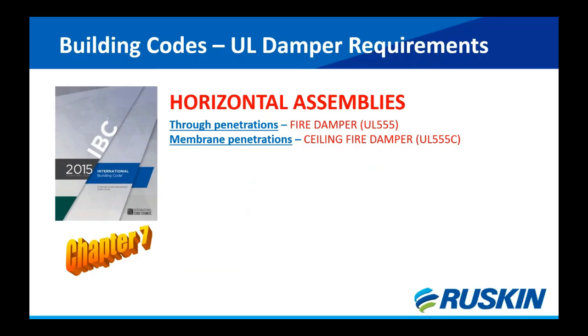So let's switch over to the building codes, right? If we go into Chapter 7 and we look at the section that deals with horizontal assemblies, by the way, that's referring to your floor ceiling systems and roof ceiling systems, it really deals with two types of applications. It deals with through penetrations, and then it also deals with membrane penetrations. This can be a little tricky because a through penetration can refer to a typical fire damper. So again, we're talking about a horizontal floor system where a traditional curtain type fire damper could be applied, versus the membrane penetration where only a ceiling fire damper would be applied.